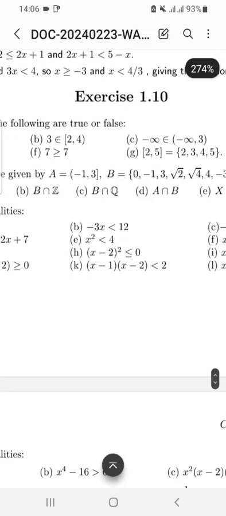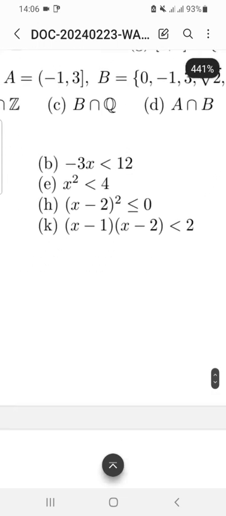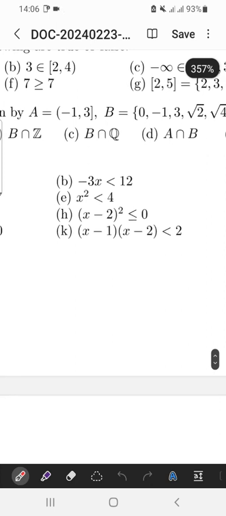Okay, so the next one we're doing is 3h and k, right? H and k. So it's these two over here. For 3h, x minus 2 can be written as x minus 2 times x minus 2. That's why they have the square. But we don't need to do that, because x minus 2 is already simplified.